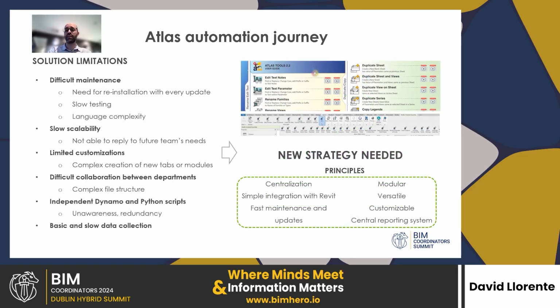Here in the upper right corner, you can see how this initial tool looked. This was the tab in Revit. So we had something that was working, but it was clear that it had some limitations. For example, the maintenance was very difficult. Every time we wanted to do an update, we needed to reinstall on every computer. That made the testing very slow, and that made the scalability very slow as well.